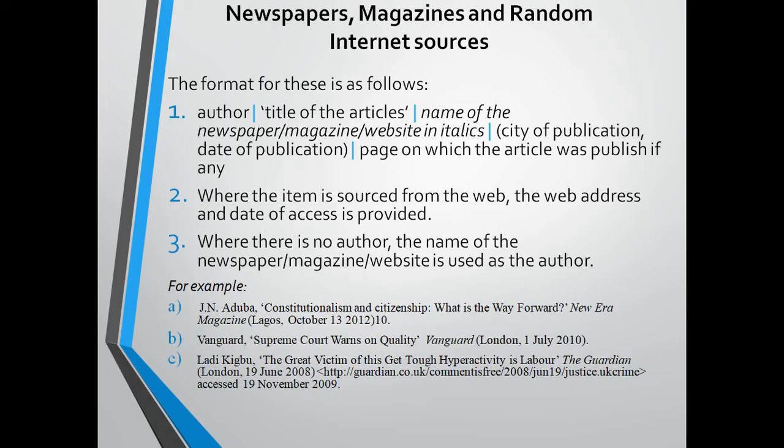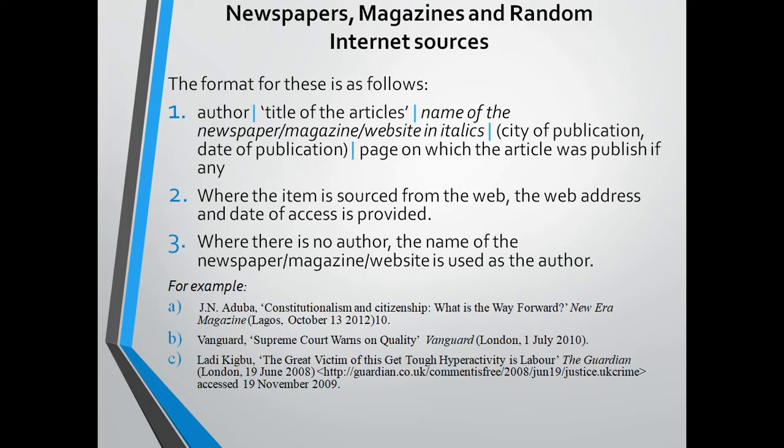So we'll see another format of citation. Here, the second example, we do not have the author of the work, and the work was sourced from Vanguard. So you have Vanguard as the author, that is because we do not have the name of the author available. So we use the name of the newspaper, Vanguard. Supreme Court warns on quality, put in inverted commas, then the Vanguard is put in italics, and then the city of publication and date of publication. So there is no page number, so there is no need to write your page number.